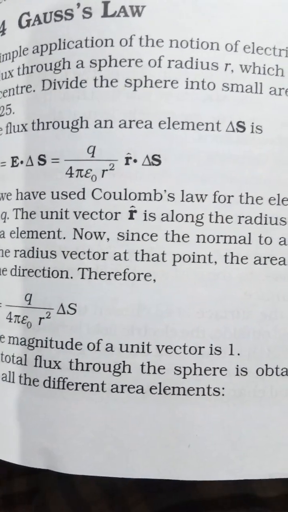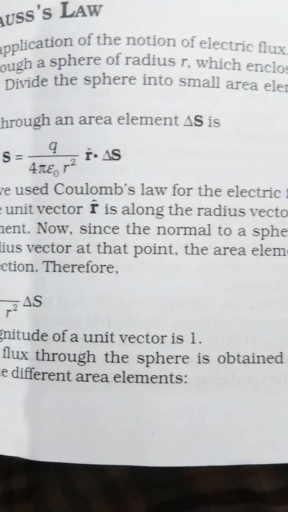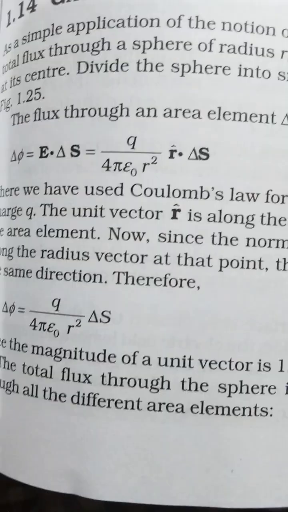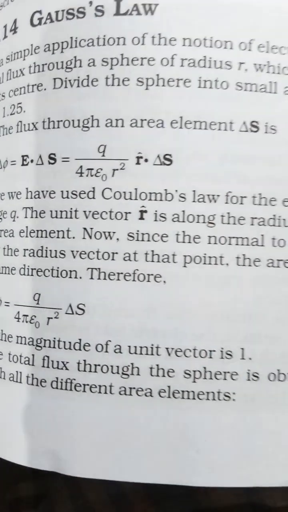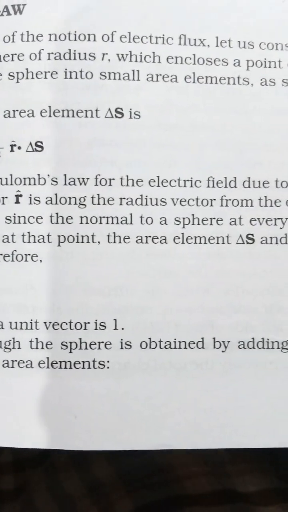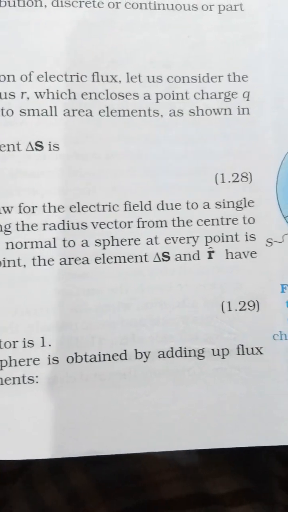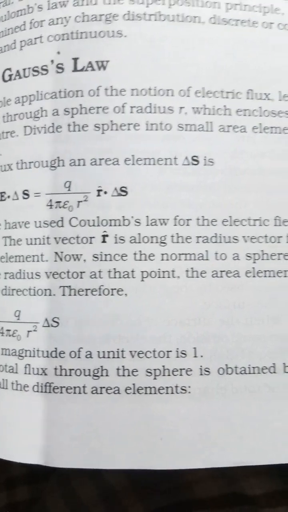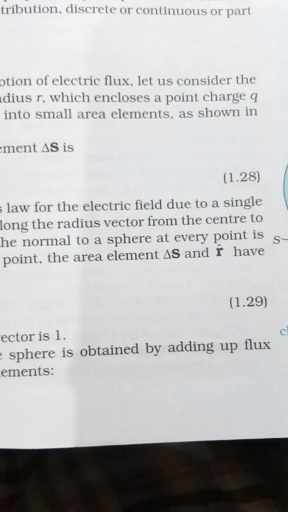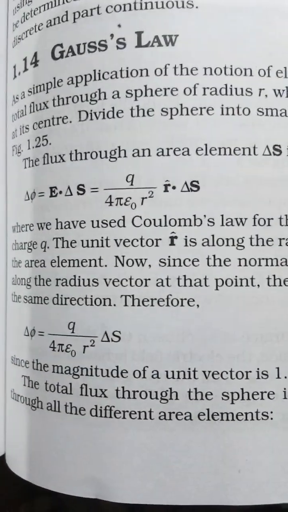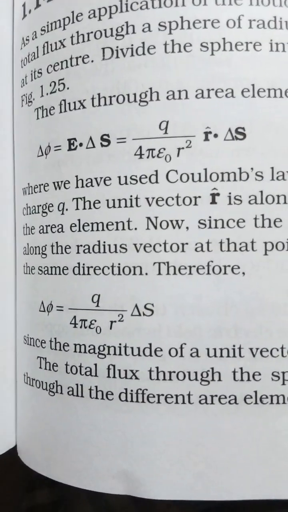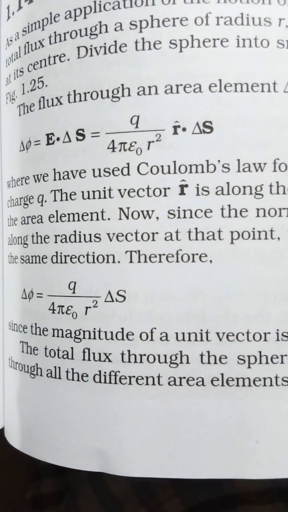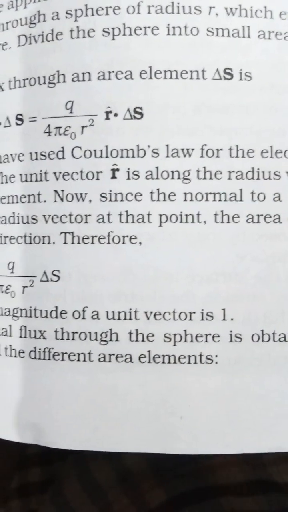The unit vector r̂ is along the radius vector from the center to the area element. Now, since the normal to a sphere at every point is along the radius vector at that point, the area element ΔS and the vector r̂ have the same direction. Therefore, the flux is q by 4πε0r² times ΔS, since the magnitude of the unit vector is 1.